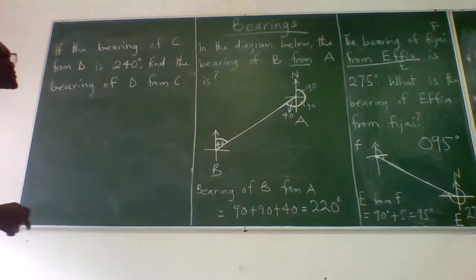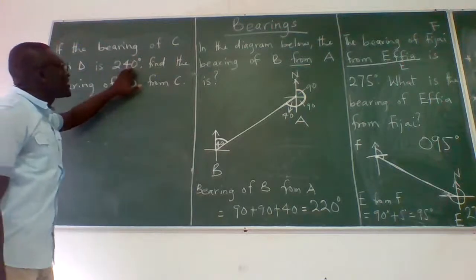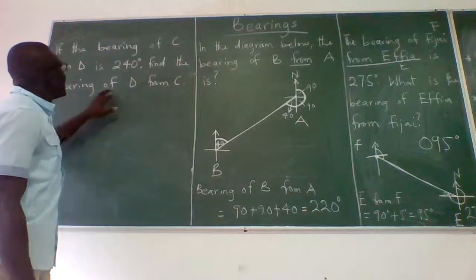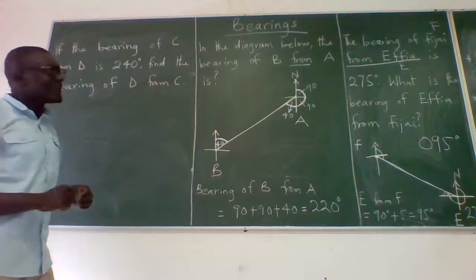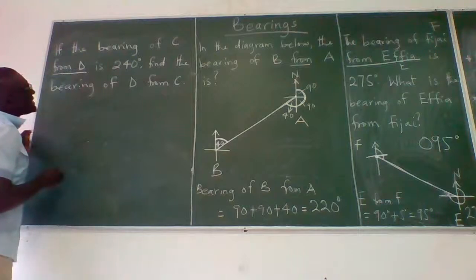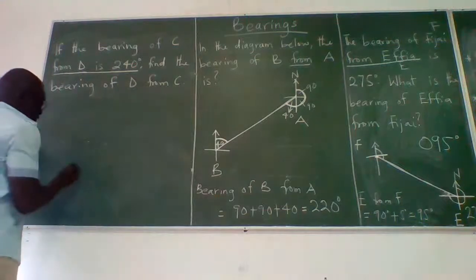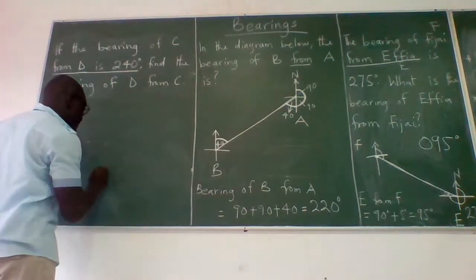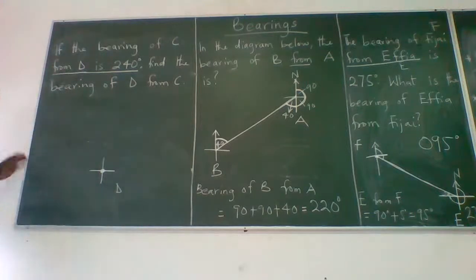Okay, so the next question also says that if the bearing of C from D is 240 degrees, find the bearing of D from C. So once again, you look out for the one which has been given to you, and that is the bearing from D. The bearing from D, and you are told that that is equal to 240 degrees. So you locate your D. So this is my D, and at D I am looking for 240 degrees.